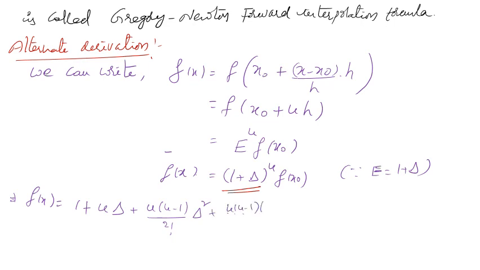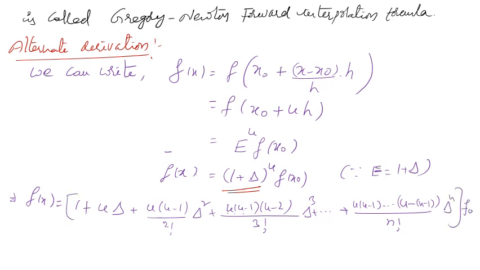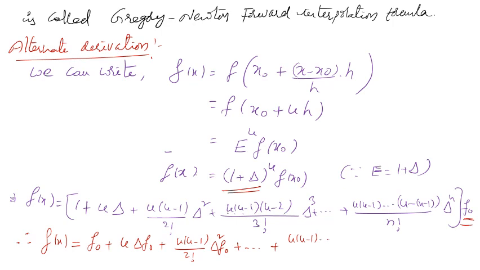Next, one more term, u into u minus 1 into u minus 2 by factorial 3 delta cube and so on. The last term will be u into u minus 1 and so on up to u minus n minus 1, by n factorial, delta power n, this whole f naught. Therefore, f of x or p of x equals f naught plus u into delta f naught plus u into u minus 1 by factorial 2 delta square f naught and so on. Lastly, u into u minus 1 up to u minus n plus 1 by factorial n, delta power n f naught.